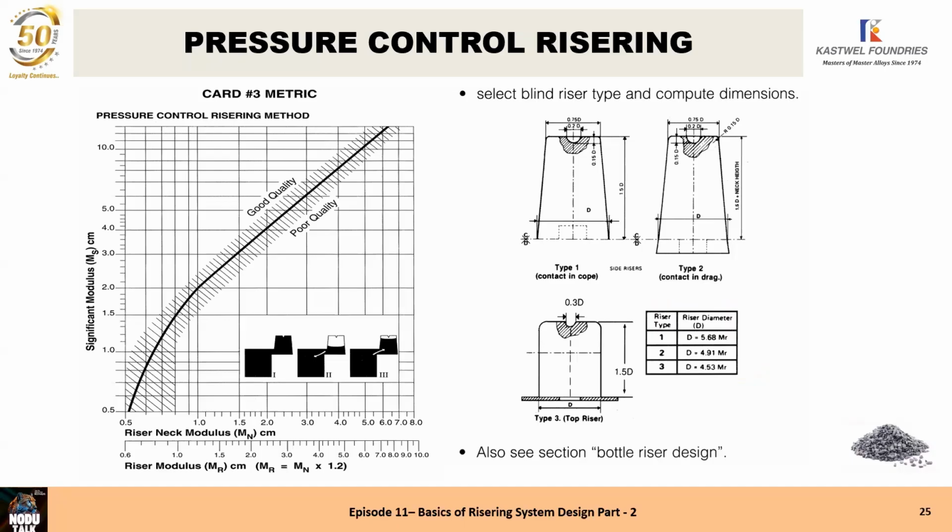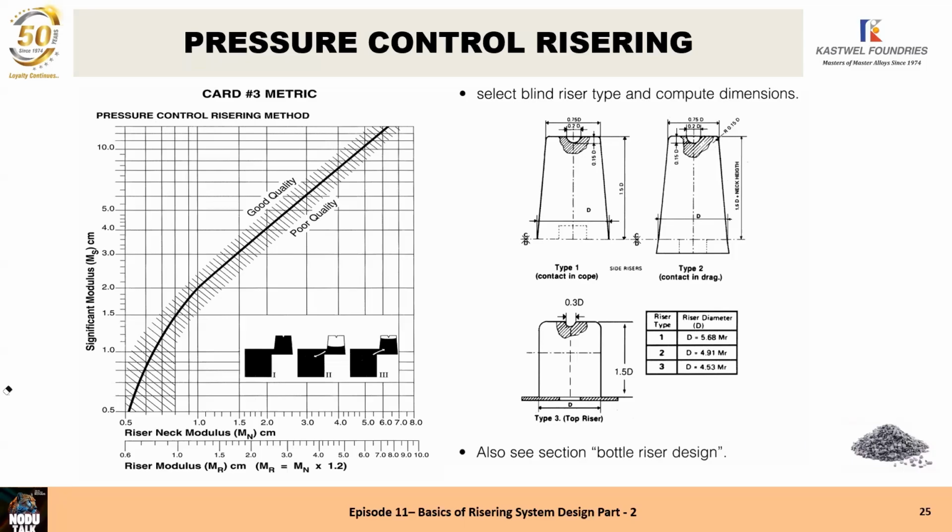If the diameter of the riser at the parting line is D, then the dimple on the top has a diameter around 0.2 D. From D, we get the riser diameter at the parting line, and from D, we get the riser diameter at the top. Top riser diameter is approximately 0.75 D. And the other important figure is height to diameter of the riser. The riser height in this pressure control risering system is 1.5 times the diameter. Very simple. Height is 1.5 times the diameter.